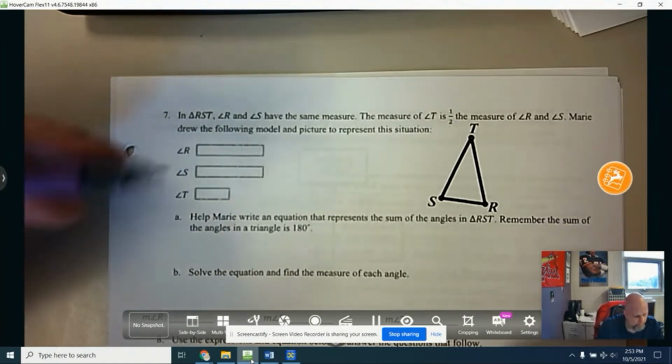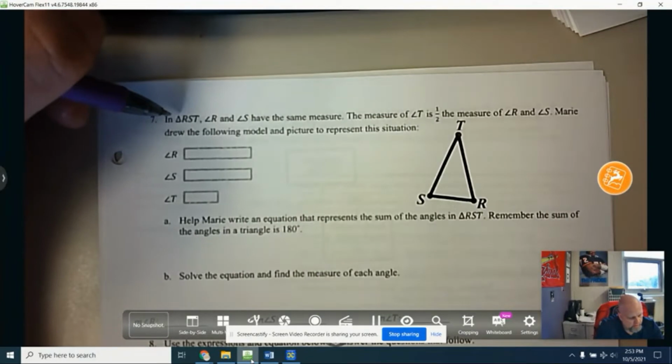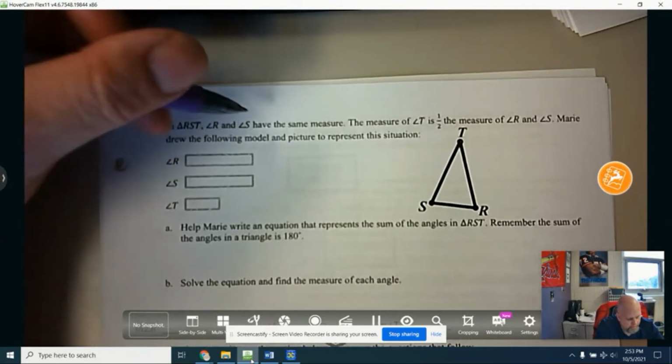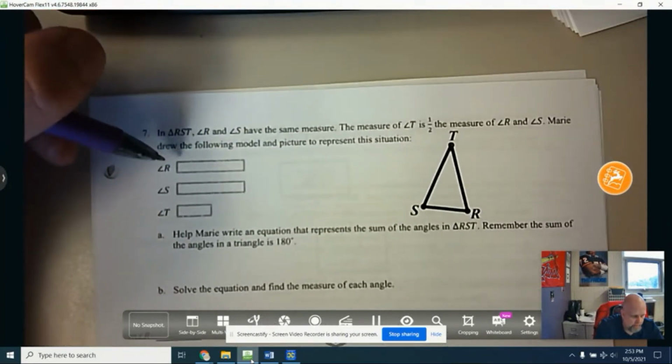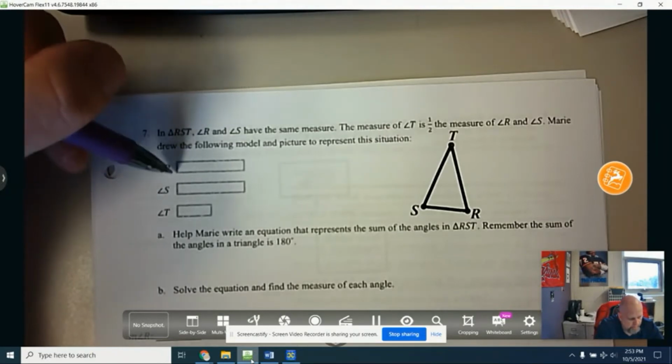We're going to write some stories on some. We're going to write equations for others. So number 7 says, in triangle RST, and there's this symbol. This means angle. Angle R and angle S have the same measure. We know that's the case because down here they have a little pictogram for it. So the picture is representing what angle R is and angle S.